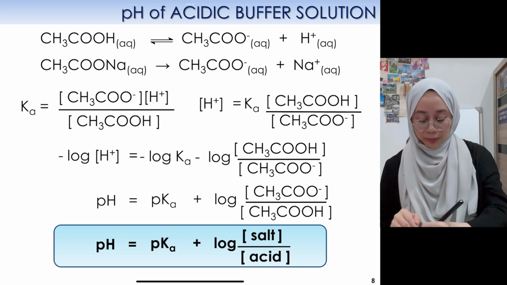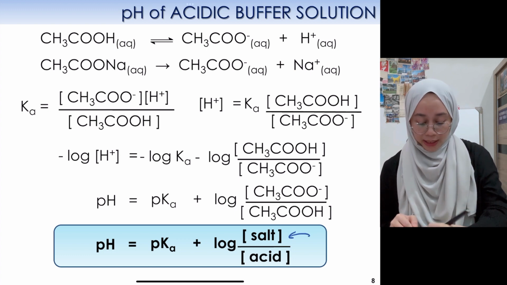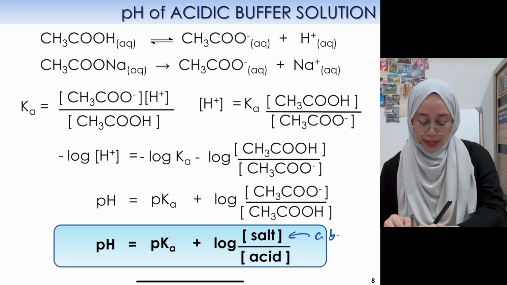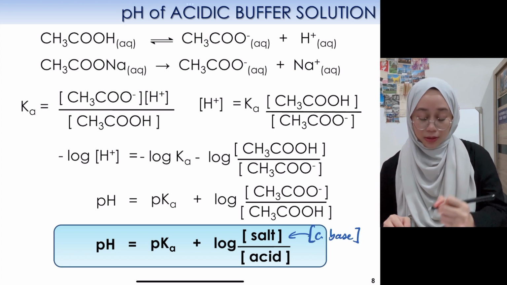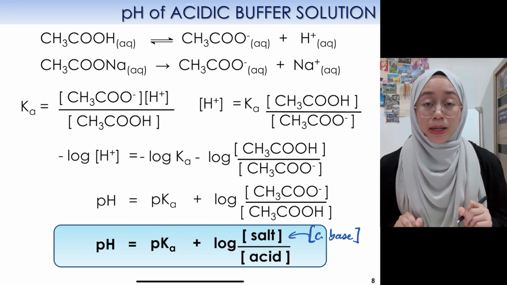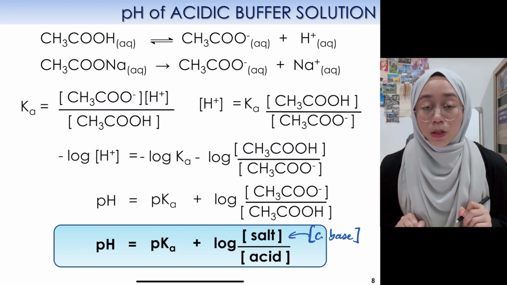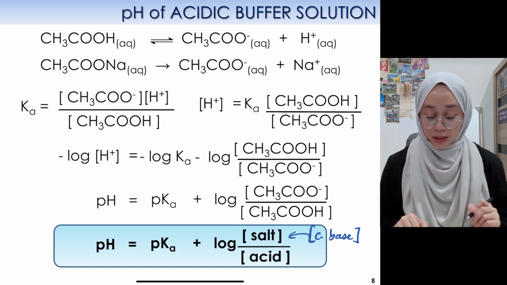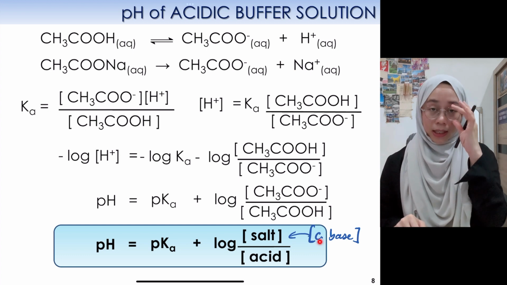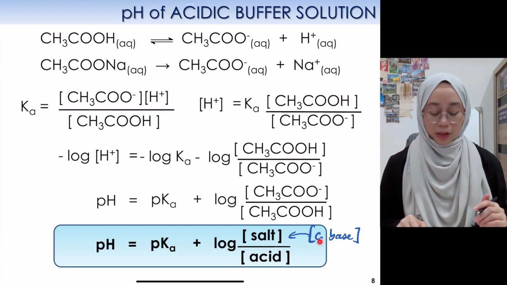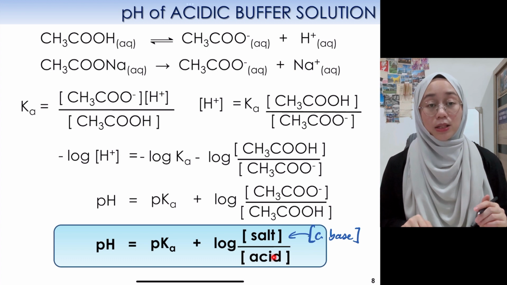Okay, so sometimes kalau dalam ada buku lain, instead of dia tulis salt dekat sini, dia tulis conjugate base dekat atas ni, which is also the same thing. Conjugate base, so basically datang daripada the salt. So kalau kamu nak tulis atas ni adalah concentration of conjugate base, boleh je, tak ada masalah pun. Dua-dua betul je, tapi yang pasti yang bawah ni adalah concentration of acid.